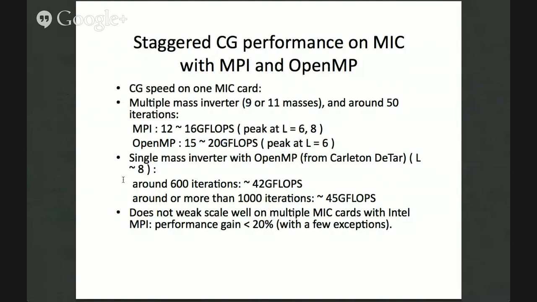Okay. How many of the cores? We tested like 50 MPI ranks, so that means 50 cores, right? And then 60 and up to 240 MPI ranks. And we also tested using the OpenMP parallelization, and the performance is a little bit better than MPI, and it peaks at L equals 6. So this L is the lattice size on each dimension per core.